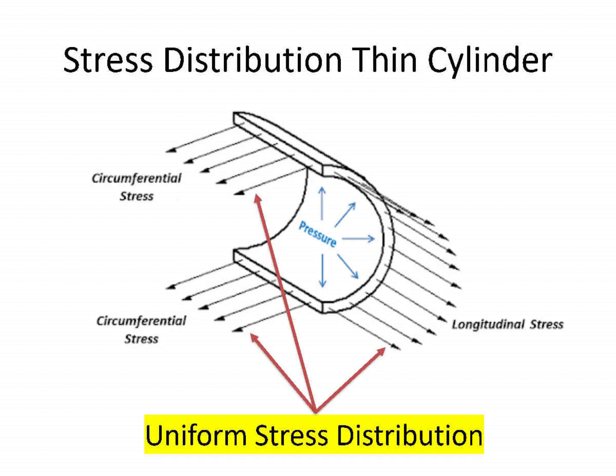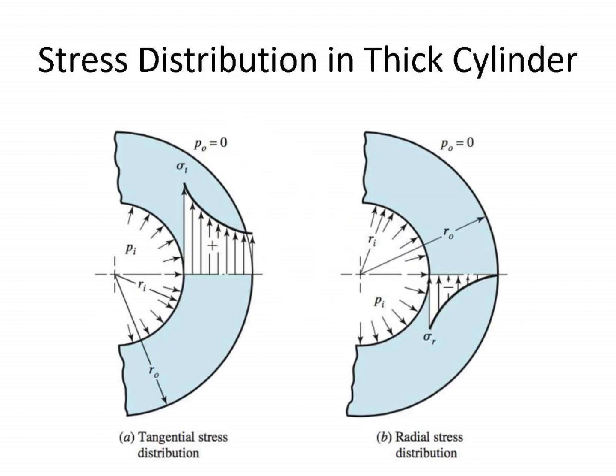Slide 8. Stress distribution in thick cylinders. Stress distribution is not uniform. Hoop stress is highest at the inner surface, where pressure is applied, and gradually decreases toward the outer surface. Radial stress varies from maximum compressive stress at the inner surface to zero or external pressure at the outer surface.